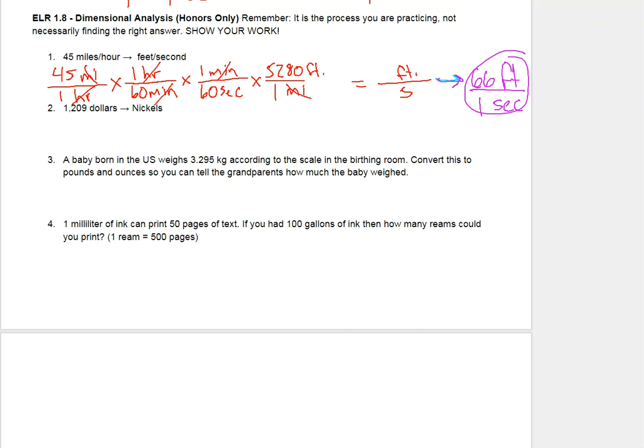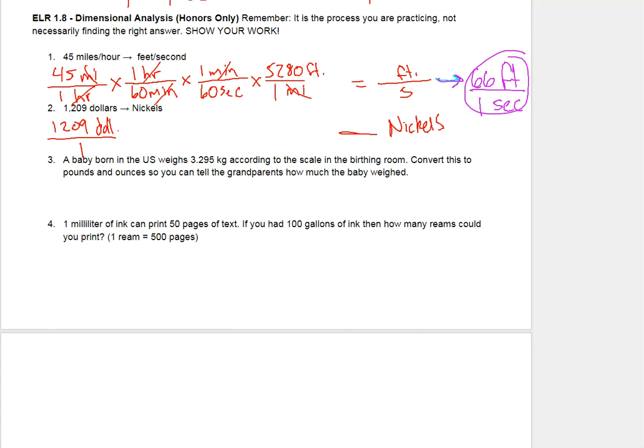For number two, I'm going from dollars to nickels. In order to do that, I'm going to start off with $1,209. And I like to put it over 1 to keep everything a fraction so that I can multiply across the top and bottom and make sure that all my units are canceling also. So I need to get from that into nickels. Blank nickels. I don't know how many yet.